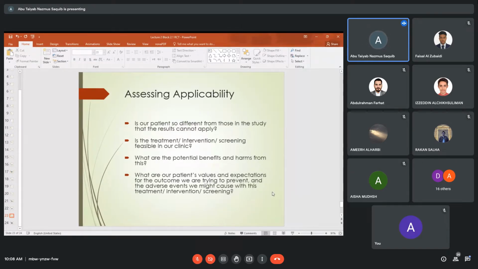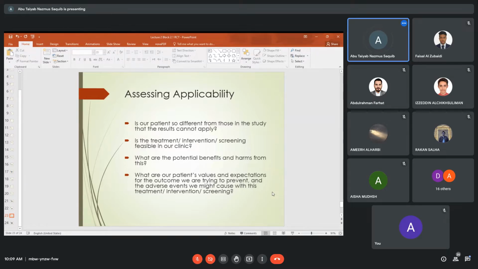Assessing applicability, the last thing. Maybe the drug is very good. Maybe the trial is very good. Maybe this drug is highly beneficial, but then as a physician you have to ask yourself, does this treatment apply to my patient? Maybe you work in a poor setting, in a poor country, and this drug is very expensive. Although it works, your patient cannot buy it, so it doesn't apply.